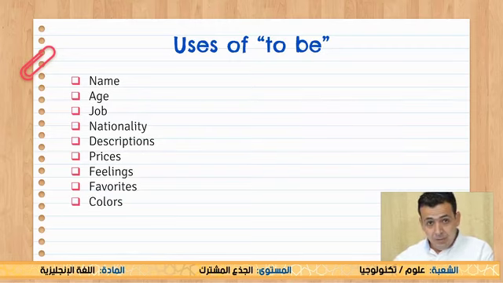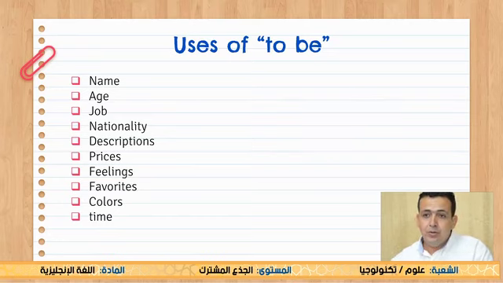Then comes colors. When you describe things, the color of something, etc., we need the same verb. Then the last one, which is time. When we talk about hours or dates, etc., the clock, we need the same verb. Of course, there are other instances and cases for this verb, but these are the main cases in which we need to be. So let's see some examples for every case.